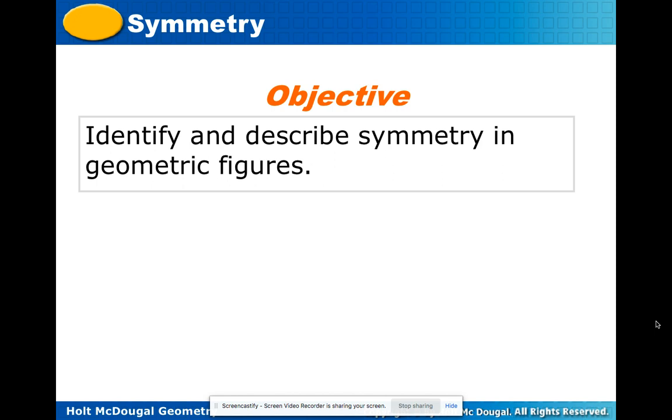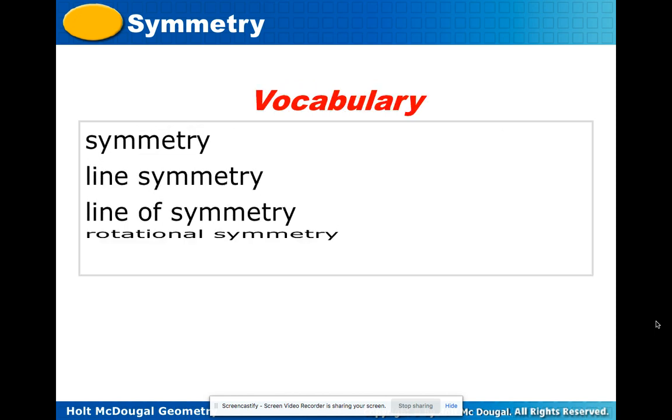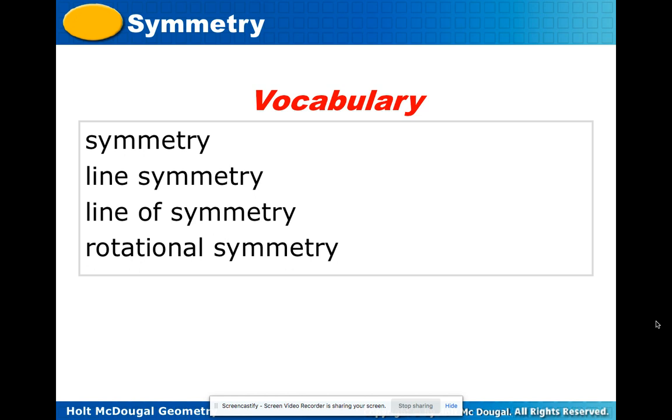So our objective today is to identify and describe symmetry in geometric figures. And so there's four vocab words. There's symmetry, line of symmetry, and rotational symmetry.